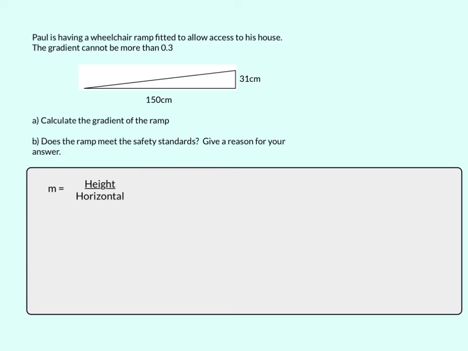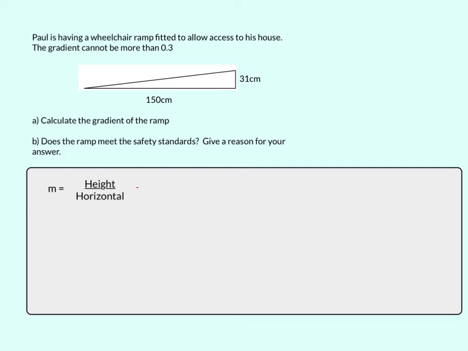Okay, so Paul is having a wheelchair ramp fitted to allow access to his house. The gradient cannot be more than 0.3. Okay, that might be because it might be too difficult for him to push the wheelchair up a very steep gradient, and also safety. If he was to lose control, we don't want him going backwards too quickly either. Okay, so the first thing it says here is calculate the gradient.